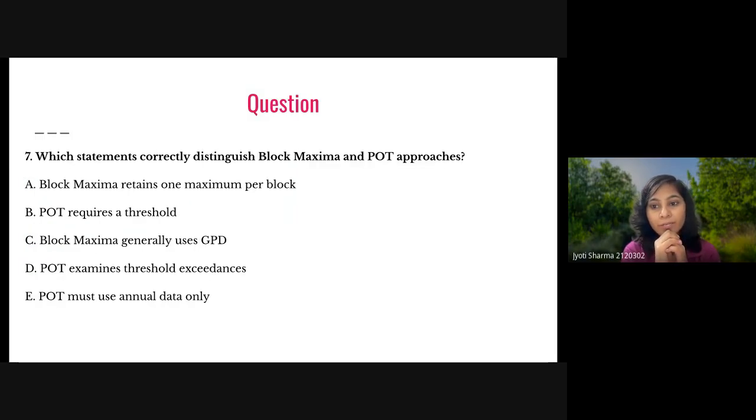Now we have two more terms, block maxima and POT approaches, and you need to pick the right statements to differentiate these two terms. Block maxima retain one maximum per block. POT requires a threshold. Block maxima generally use GPD. POT examines threshold exceedance. POT must use annual data only. POT is peaks over threshold.